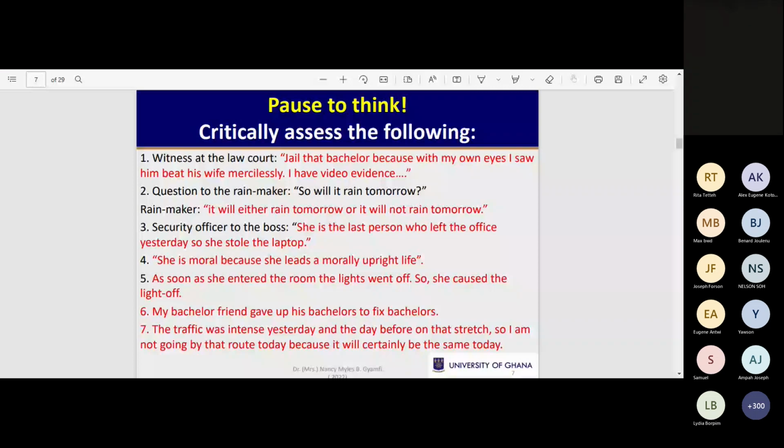But look at this. If I were in the court with you, and I said, this is a witness at the law court. Someone is witnessing. He says, I think you should jail that bachelor because with my own eyes, this is Nancy speaking. I'm speaking at the law court and I'm a witness of a case in court.